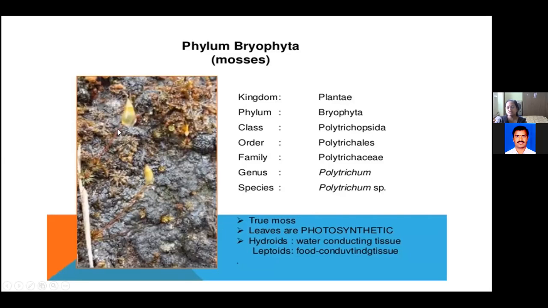So we are considering the Polytrichum plant as a miniature plant. Miniature means a very small plant. Okay, this plant is going to have leaf-like structures for photosynthesis, which we call phylloids, root-like structures called rhizoids, and a stem-like structure called the caulid, or we call it a receptacle.